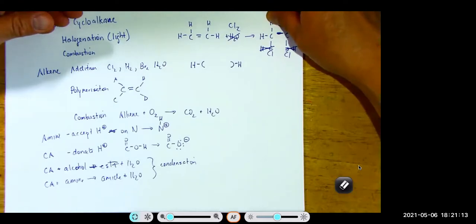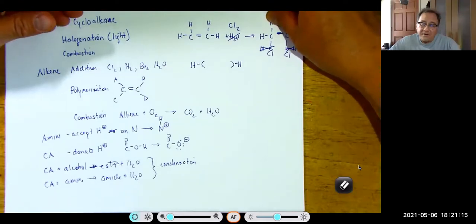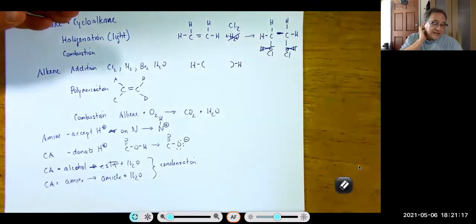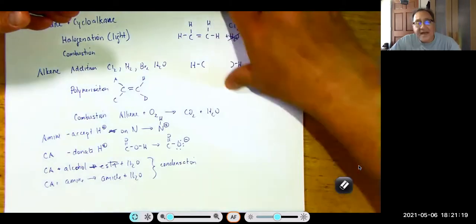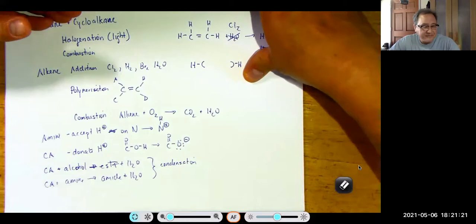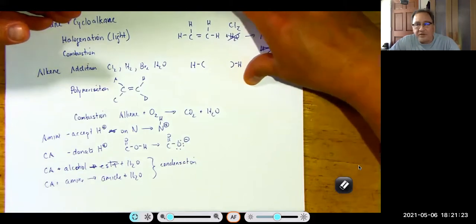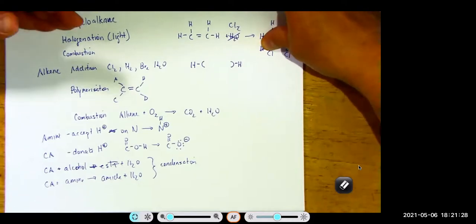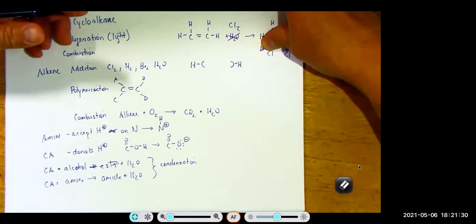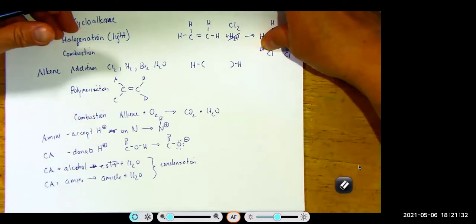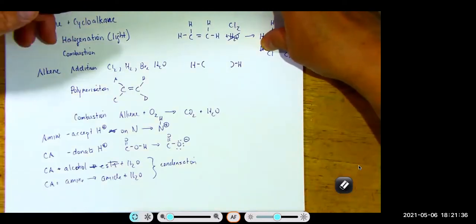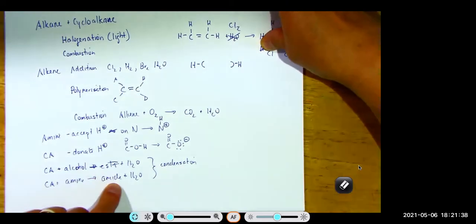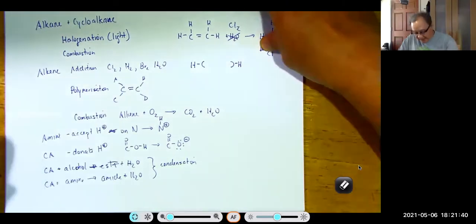Or there could be multiple reactions with the same two. Maybe you're asked, here's a carboxylic acid, here's an amine. What are the two reactions they can do? Condensation and acid base. That's it. Okay, and the condensation is when you take off the OH and the H and make water. That's right. And the amide.